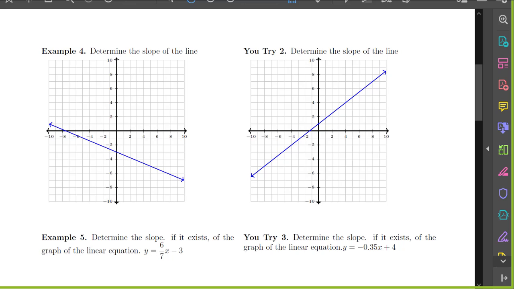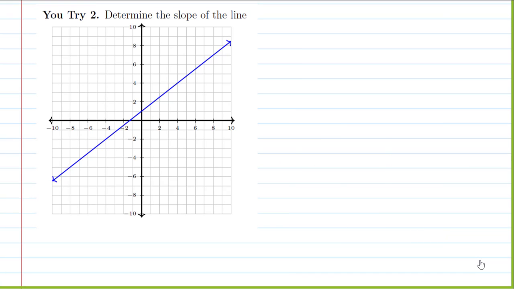All right, I want you guys to go ahead and determine the slope of this line. All right, so we pick a couple of points. I'm going to go here and here. So I go 1, 2, 3, 4, and 1, 2, 3. So my slope is going to be 3/4.